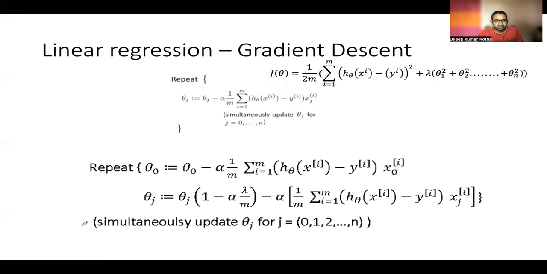Okay, so this is for simultaneous updating. We need to simultaneously update theta 0 till theta n.